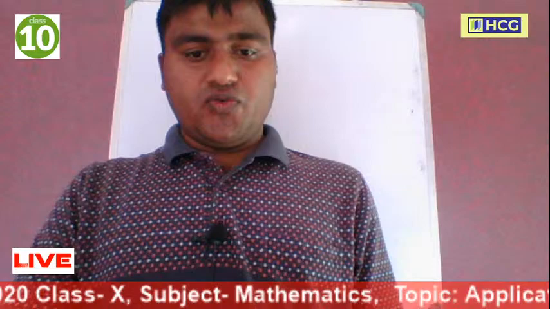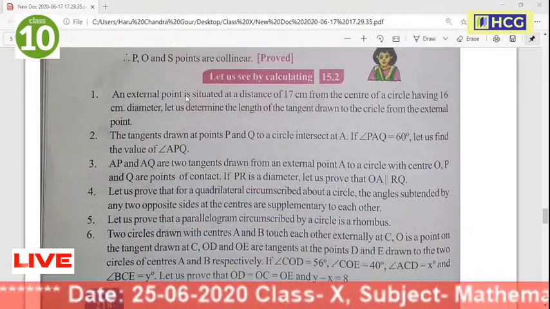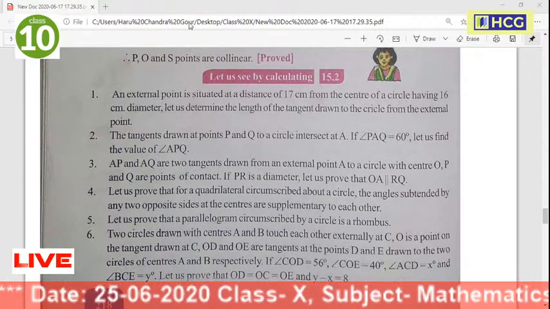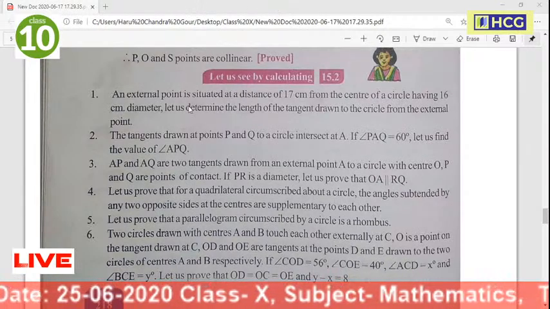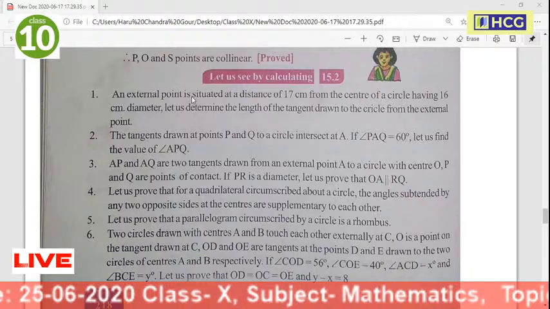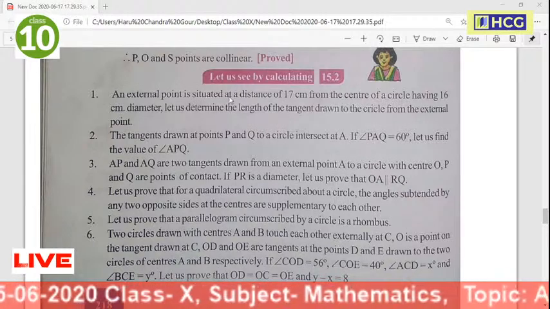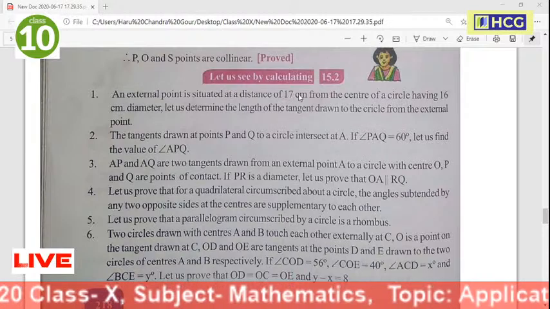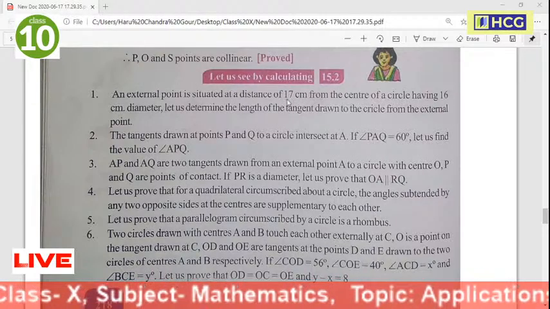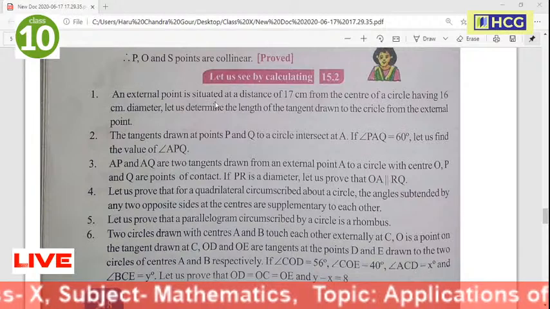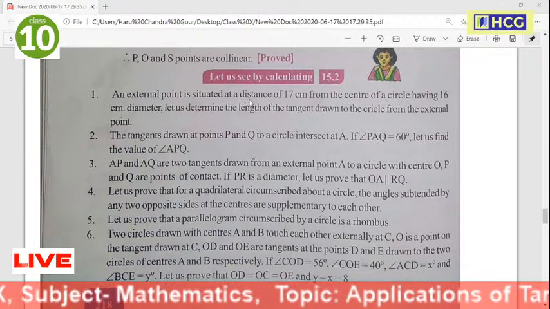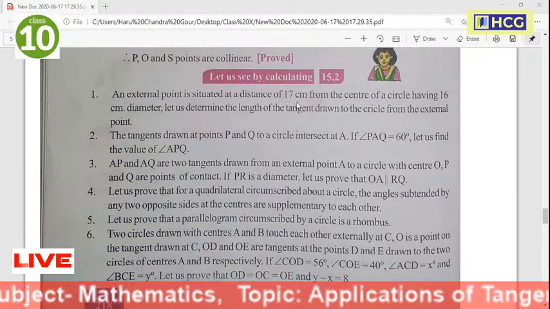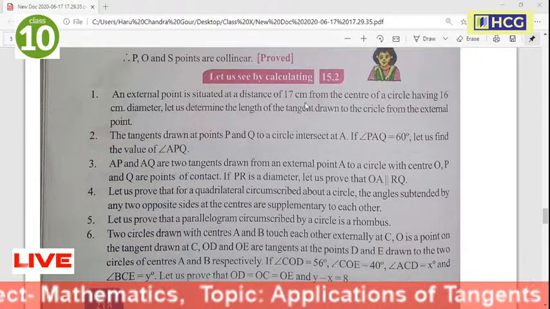This class is for class 10 and today's topic is the application of tangents, Chapter 15.2 in your board book. In 15.2, sum number 3 I read the sum. AP and AQ are two tangents drawn from an external point to a circle with center O. P and Q are points of contact. If PR is a diameter, let us prove that OA is parallel to RQ.